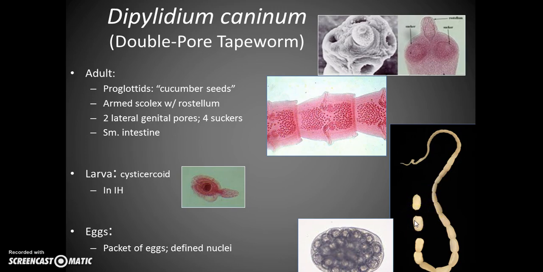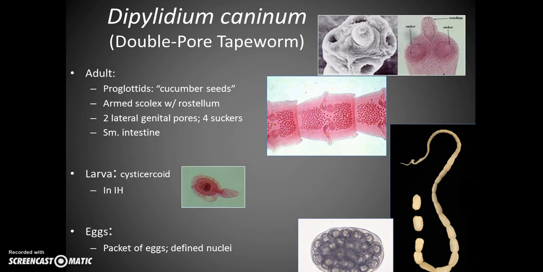So each of these proglottids look like little cucumber seeds, and they also have 2 lateral genital pores on each side of them. This allows the eggs that are located inside of each proglottid to be squeezed out whenever that proglottid contracts outside the body.